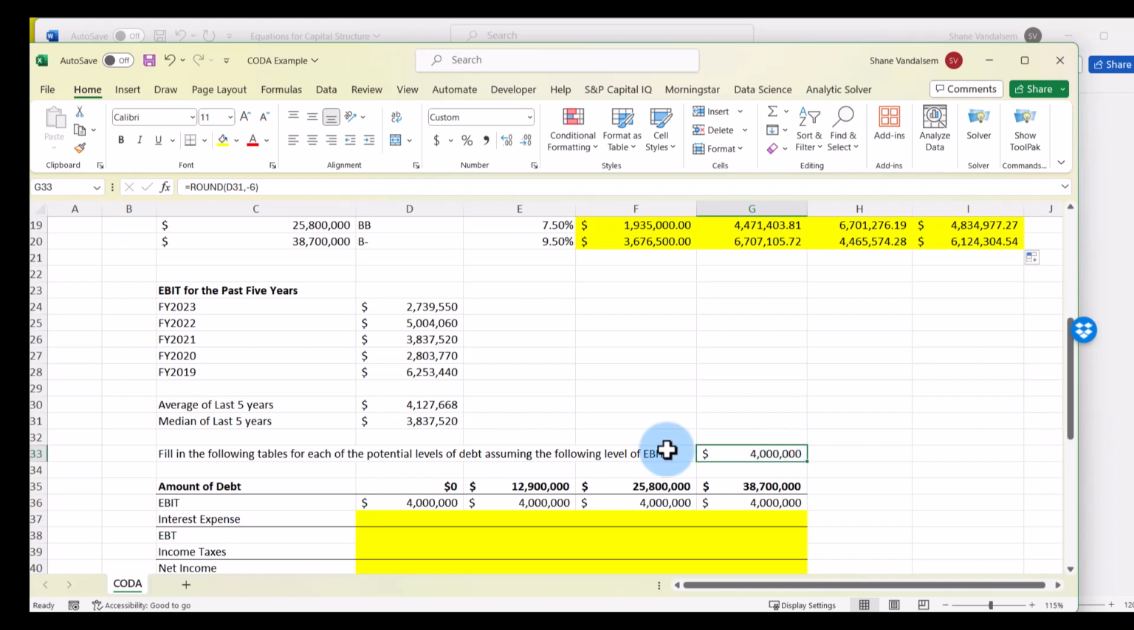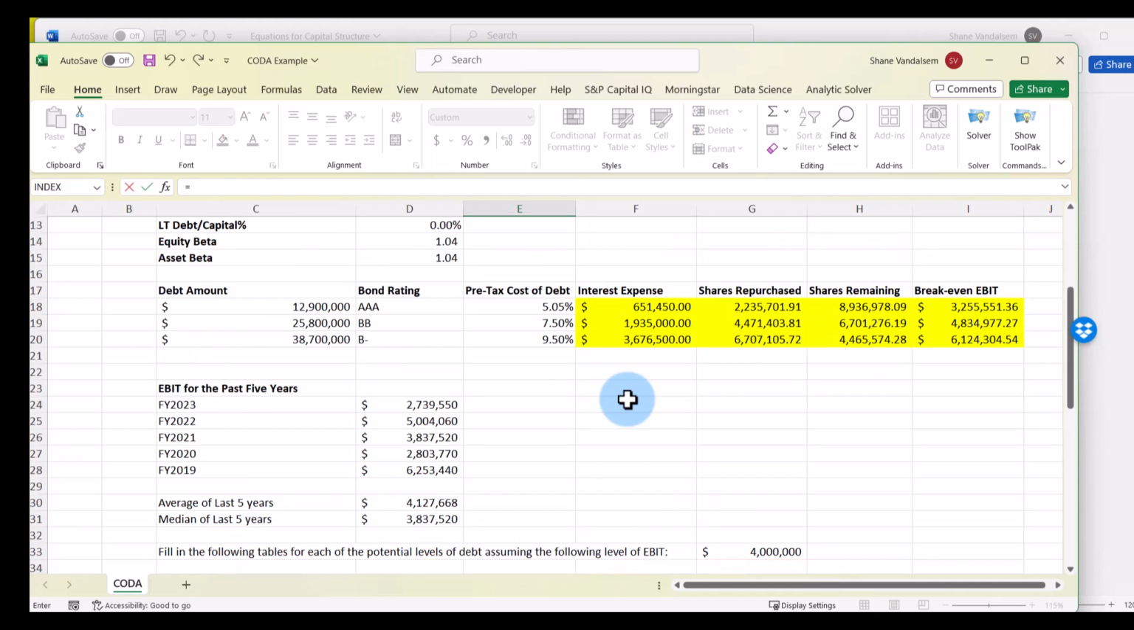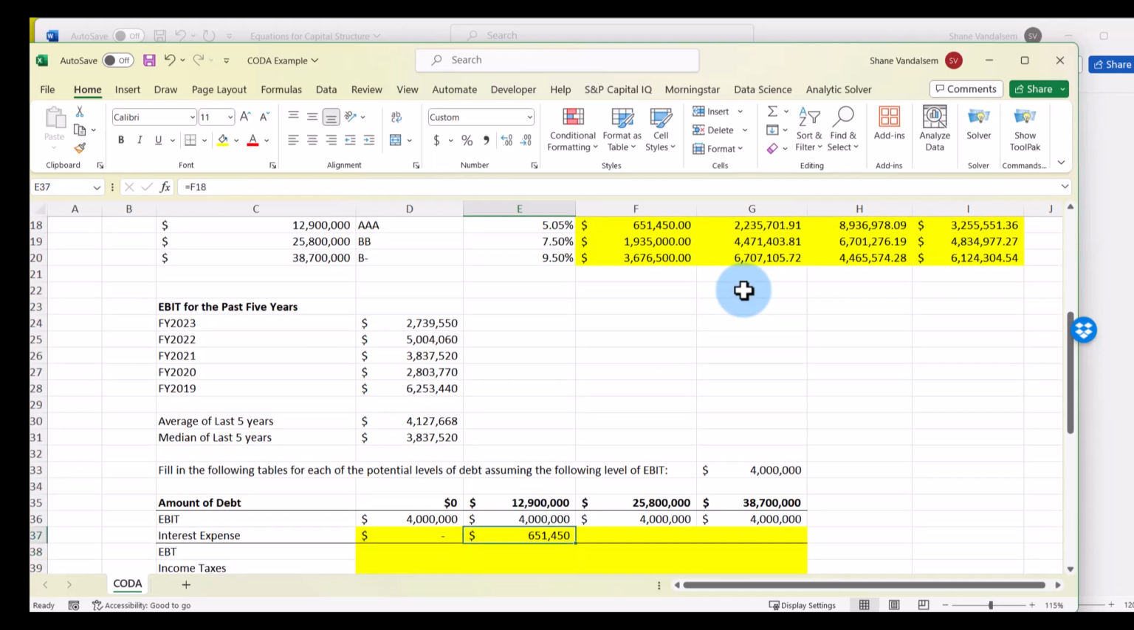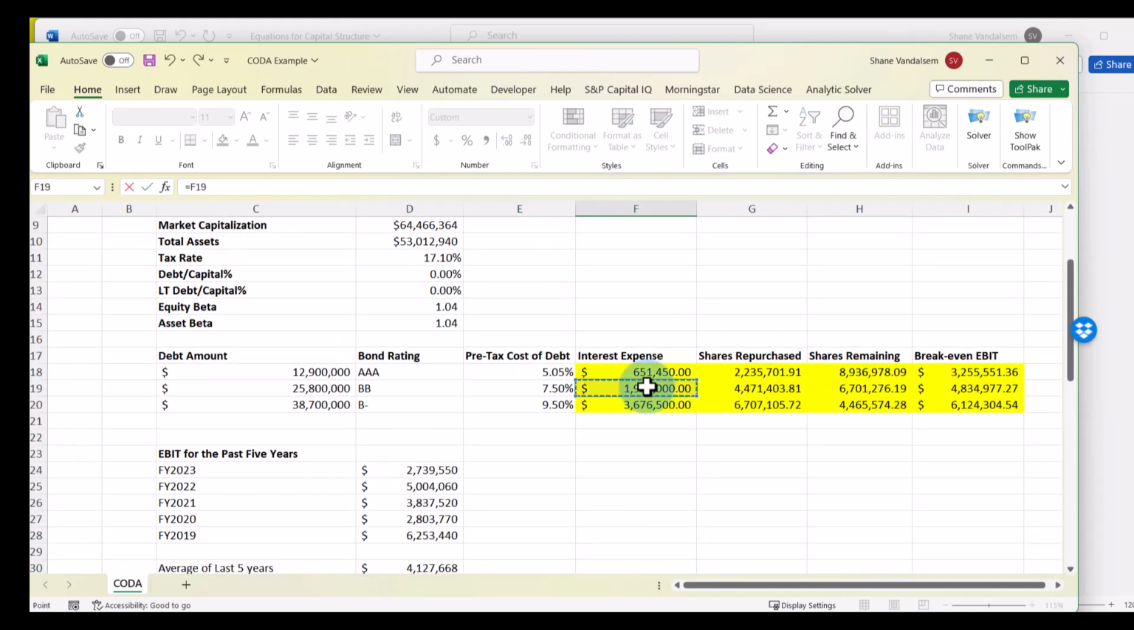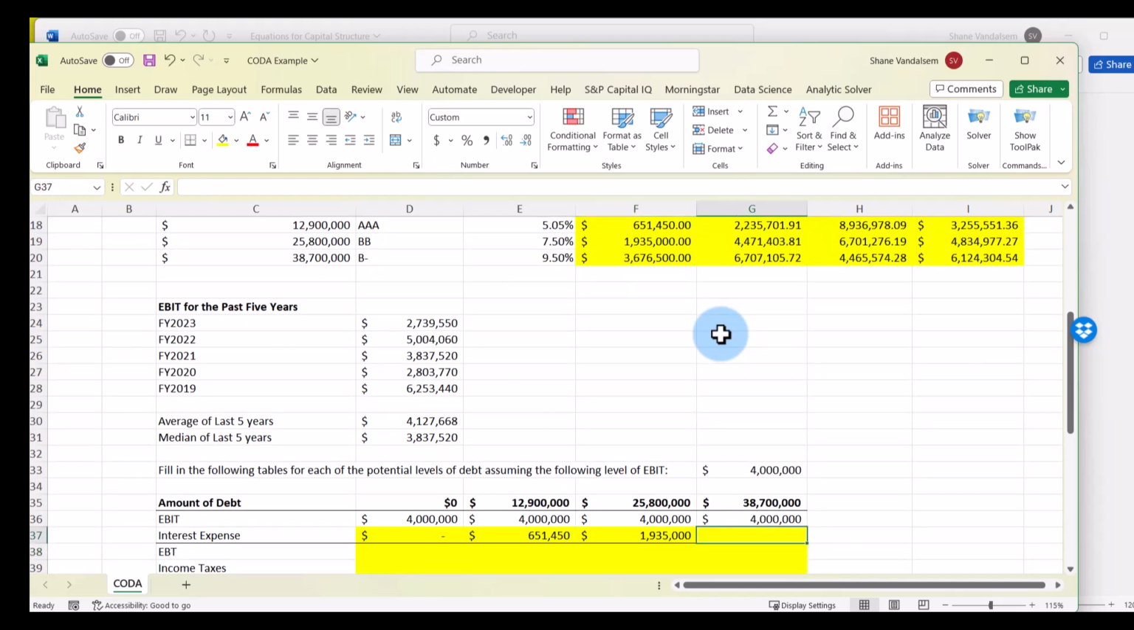We're going to fill in the interest expense here. And for each level of debt, so for zero debt, there's zero interest expense. So we can actually just put zero in here. For the $12,900,000 worth of debt, right here, our interest expense was $651,450. For the $25.8 million, it was $1.935 million. And then finally, for the $38.7 million, it was equal to $3.6765 million.